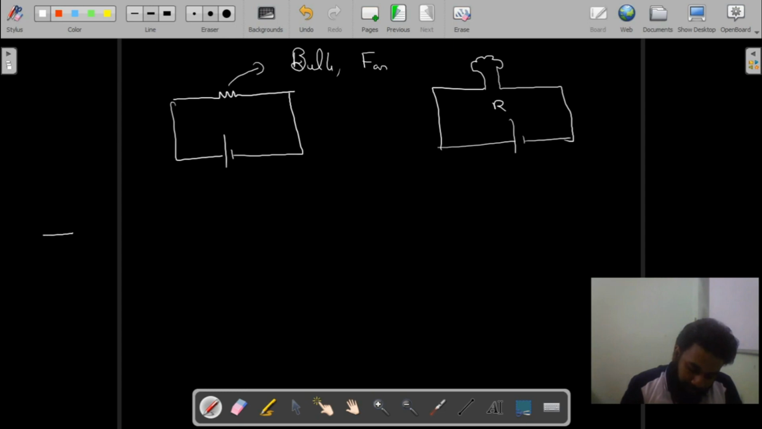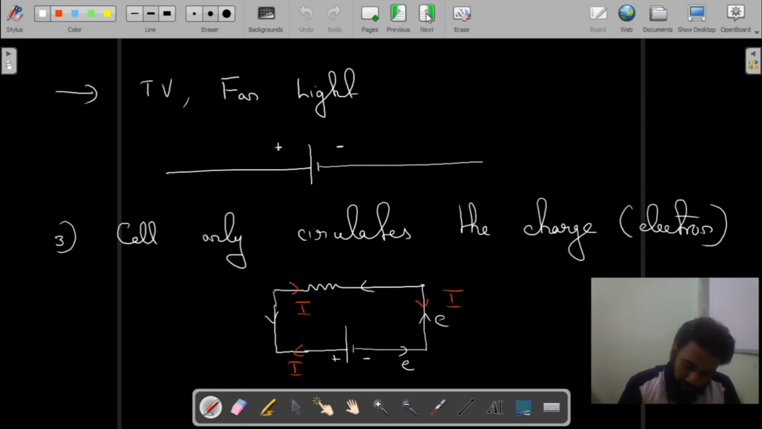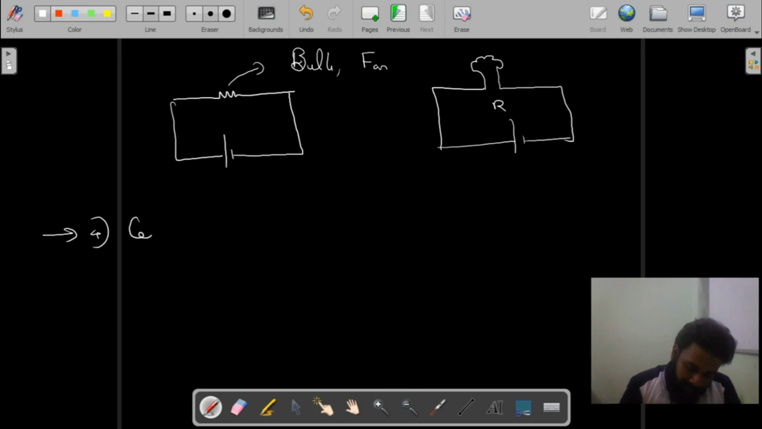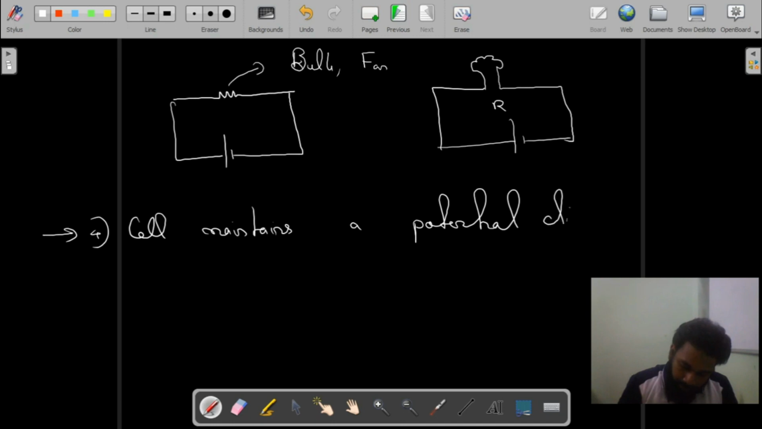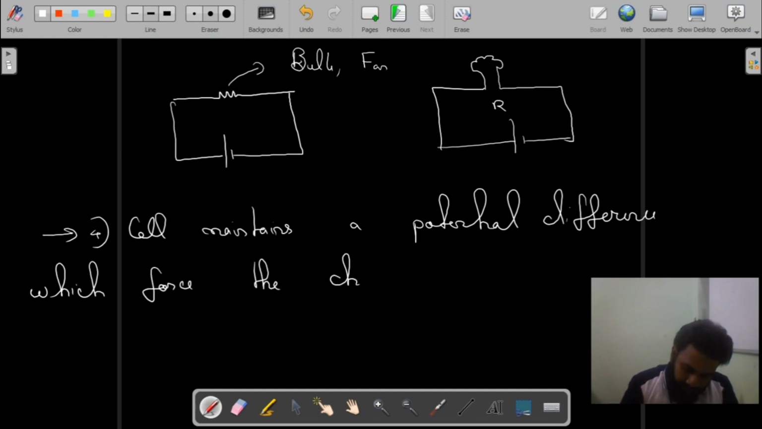Another point is that a cell maintains a potential difference which forces the charge, that is electrons, to move in the circuit.